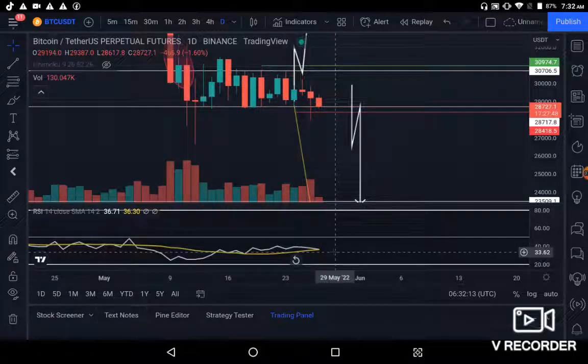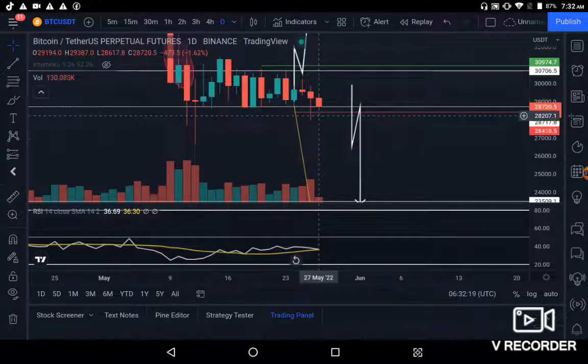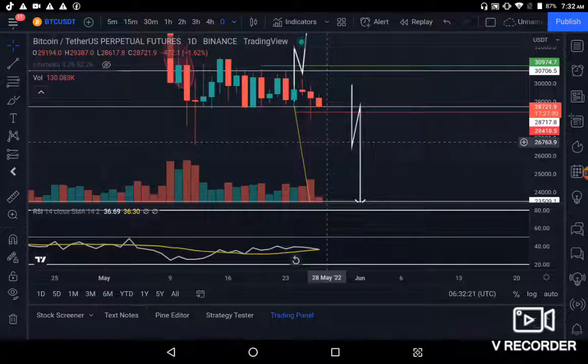Once it crosses the simple moving average, it's called a dead cross, and once the dead cross happens, it's signaling a further dip, that the sellers are strongly in this market and it will be deepening further. That's just the explanation there.